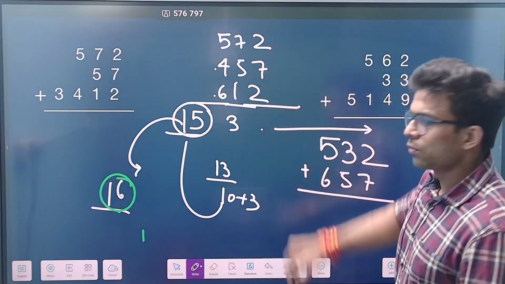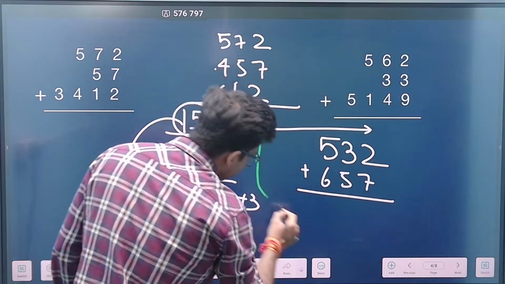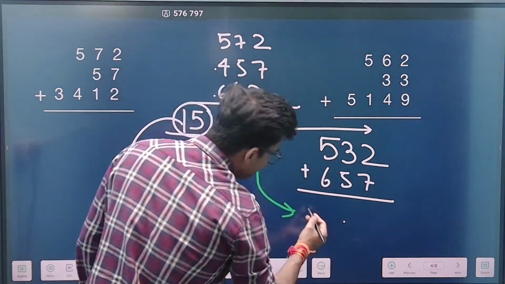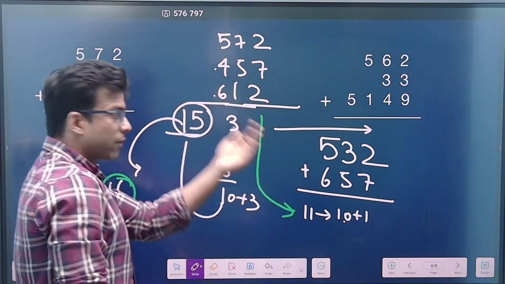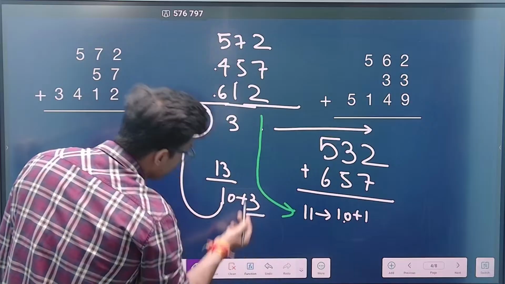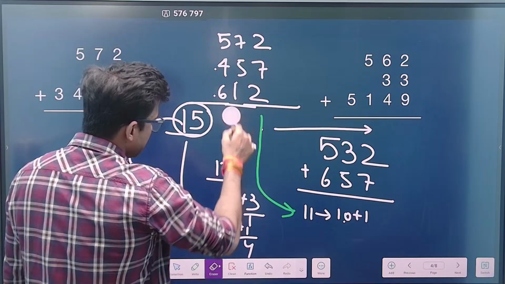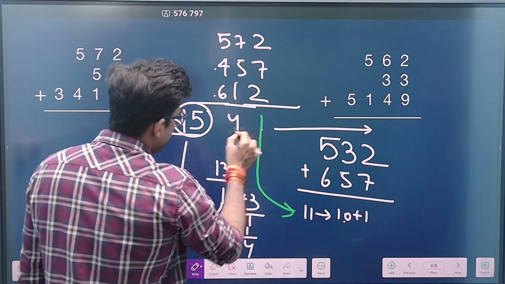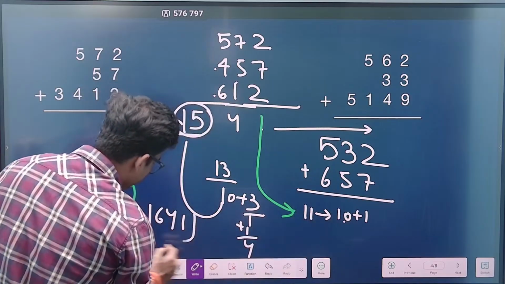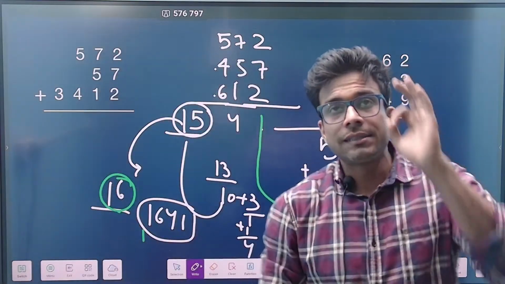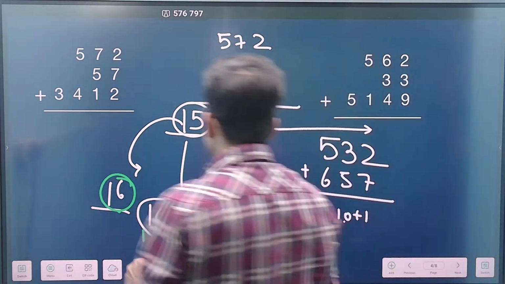7 plus 4 is 11. Again 11 comes. For 11, let me change the marker. For 11, you are again getting 10 plus 1. If you're getting 10, switch to the other number on the left hand side. This 3 plus 1 becomes 4, correct? Erase this 3 from here and write down 4. Now the number is 164 and this 1 also. If you add this number, you will get 1641, correct?